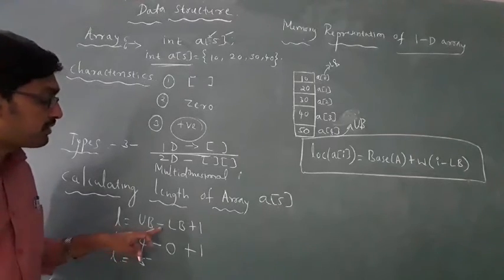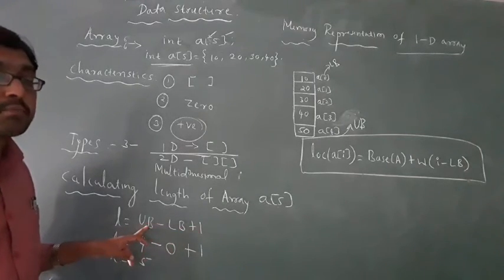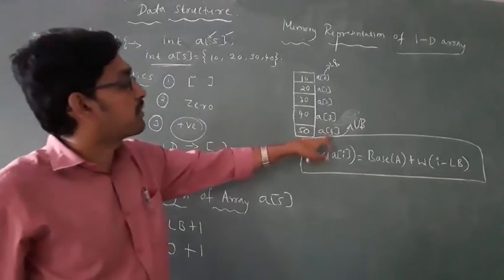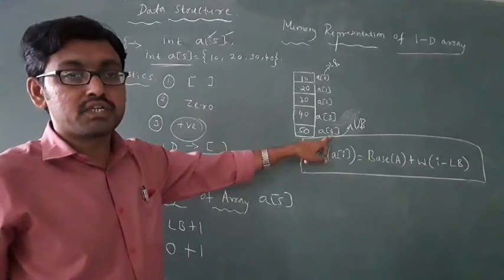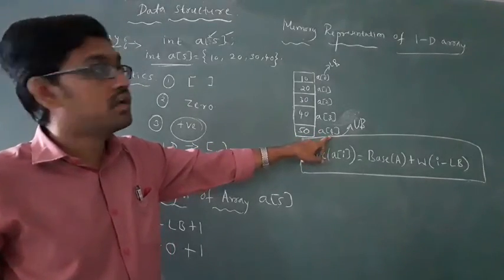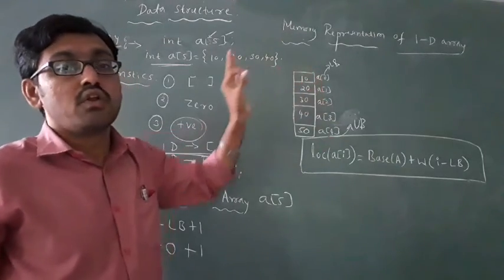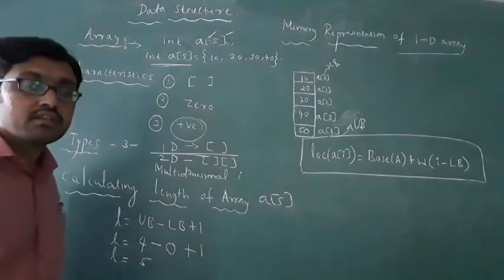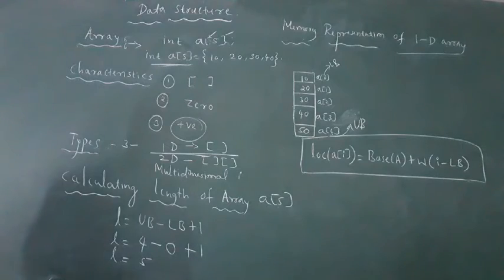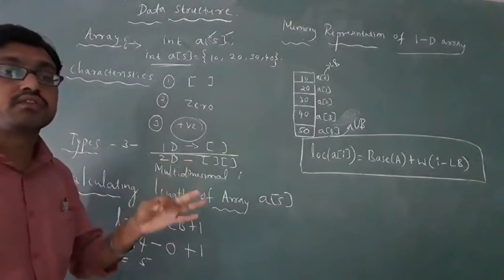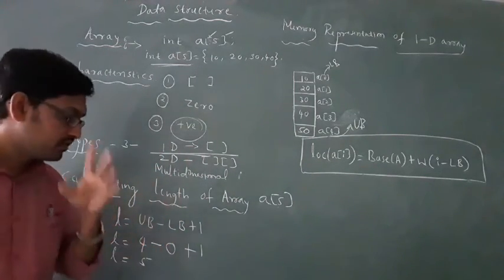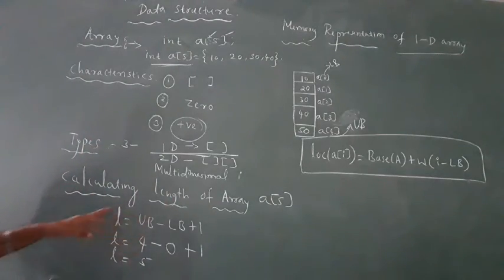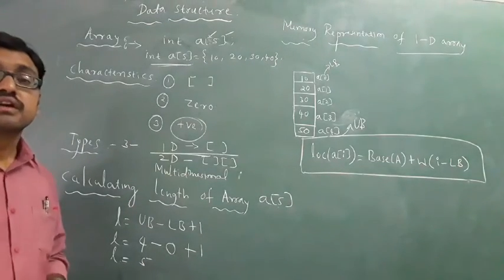How to calculate the length of the array: L equal to UB minus LB plus 1. UB means upper bound. The last element, the last memory location, is the upper bound, and the first memory location is the lower bound. The first memory location is called the lower bound, and the lower bound is always 0. You have to remember this. This is how to calculate the length of the array.